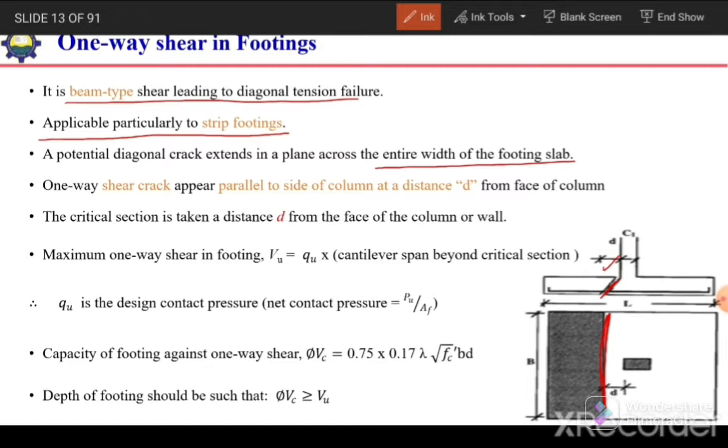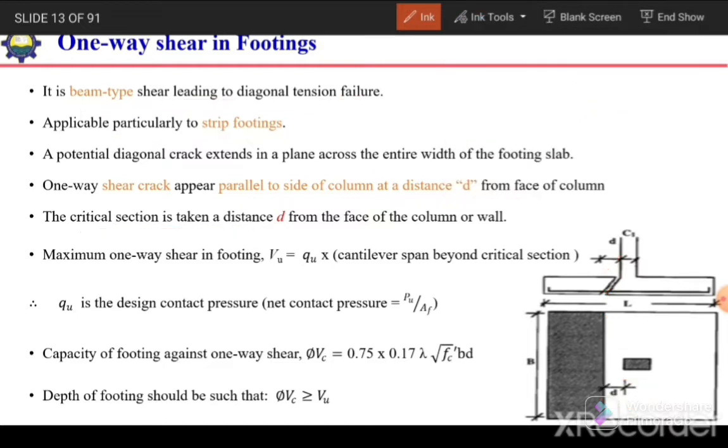One-way shear cracks appear parallel to the side of the column at a distance d from the face. So the critical section is considered at a distance d from the face of the column. We consider the critical section at a distance d from the face of the column in the case of one-way shear.